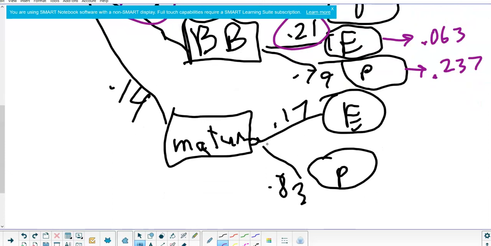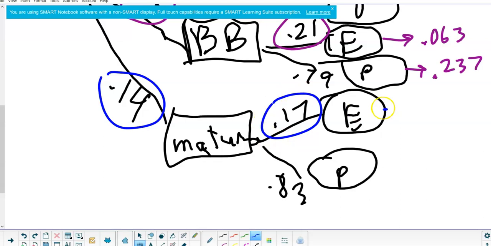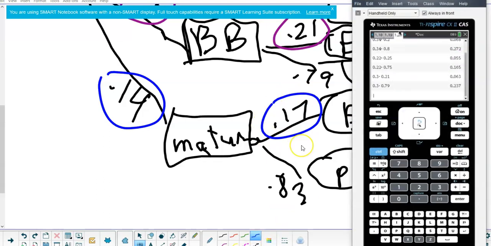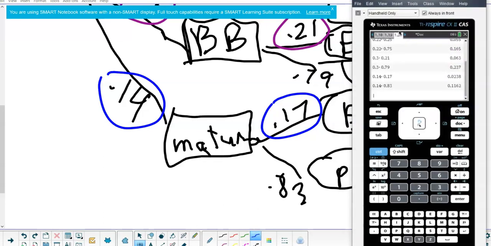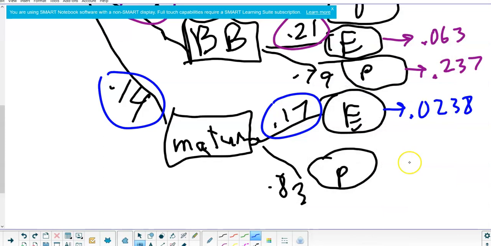And let's do the last two. So we're doing this times this to get this one. So 0.14 times 0.17, and then 0.14 times 0.3. So 0.0238 and 0.1162.